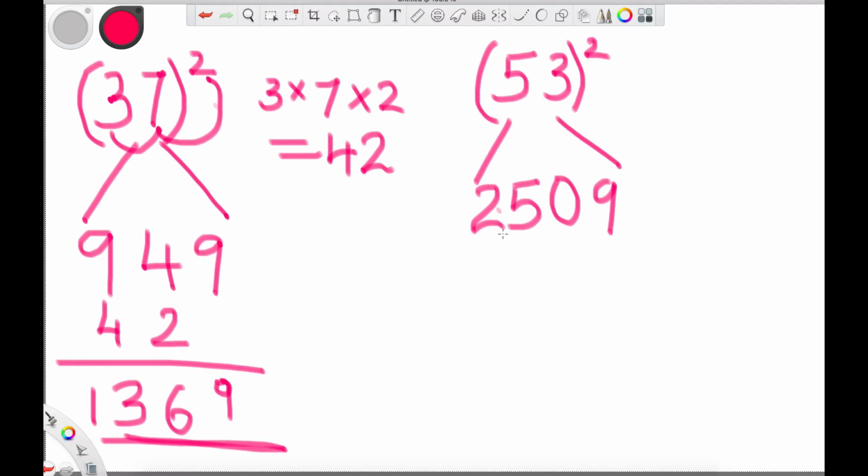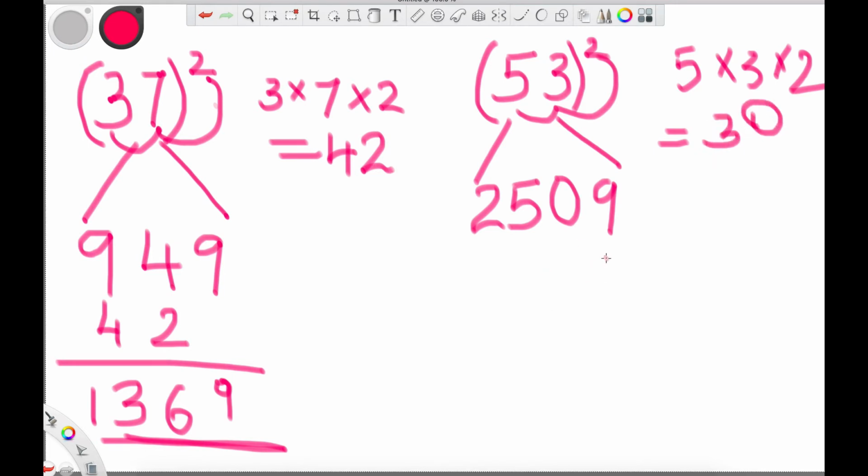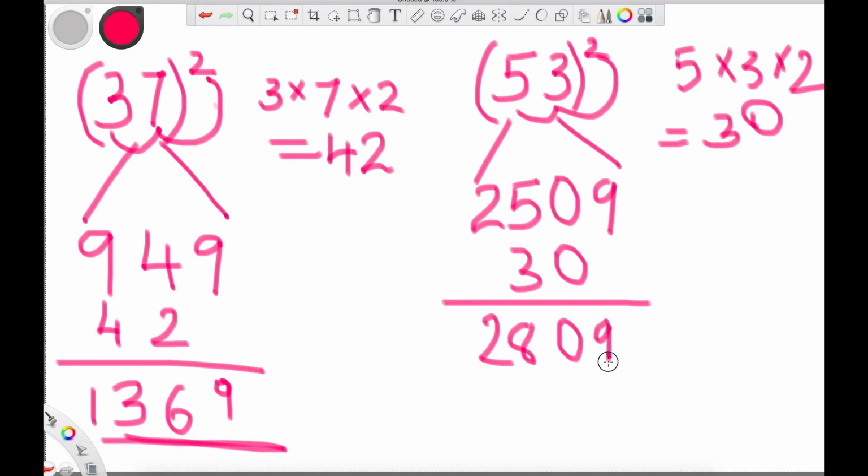Now step number 2, multiplying the digits of both numbers, 5 and 3. 5 into 3 into 2. So it comes to 5 3s are 15, 15 2s are 30. So 30 is the answer of step number 2. Now let's write down this number below the step 1 answer by leaving the unit digit empty. So I'm writing it down like this. Now let's sum these both numbers. 2, 5 plus 3 is 8, then 0 plus 0 is 0 and then 9. 2809 is the answer of 53 square.